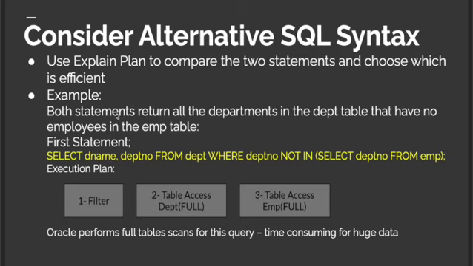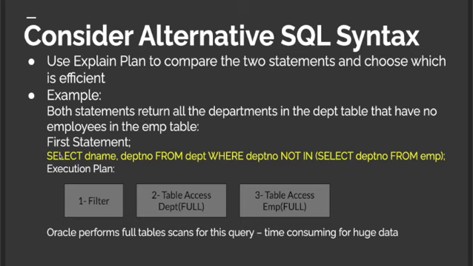This example will show the execution plan for two SQL statements that perform the same function. Both statements return all the departments in the department table that have no employees in the employee table. Each statement searches the employee table with a subquery. Assume there is an index on the department number column of the employee table.